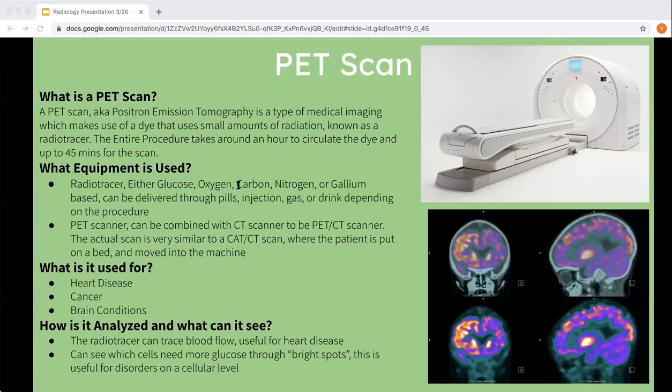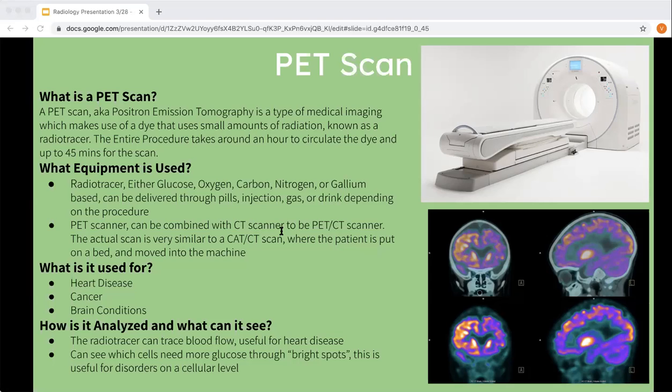So, why a PET scan? A PET scan can observe blood flow and see which cells take in more glucose or more energy. Different cells, such as cancer cells and certain brain cells with disorders in them, take in glucose differently. This would be seen as the very bright spots in the image. The very large benefit of a PET scan is being able to see things on the cellular level.